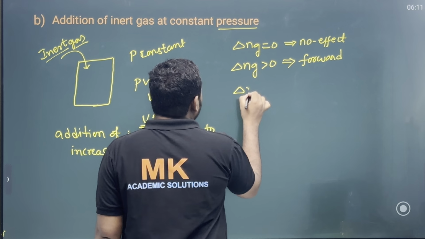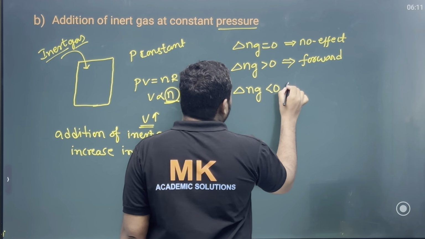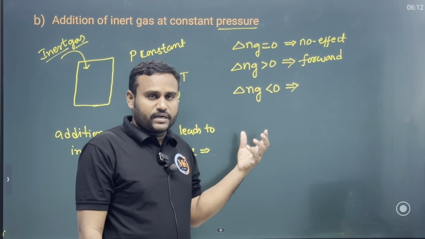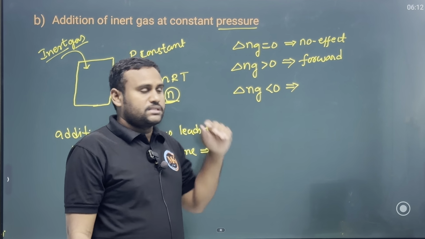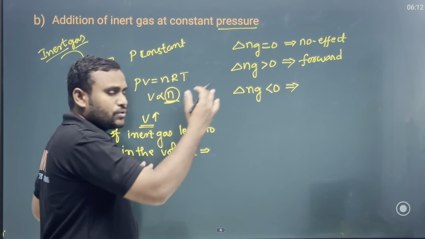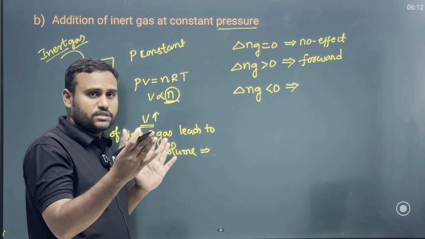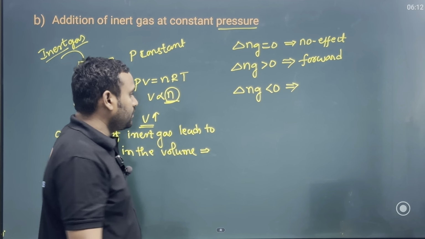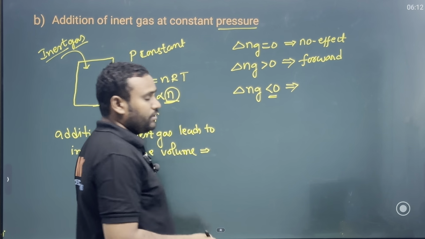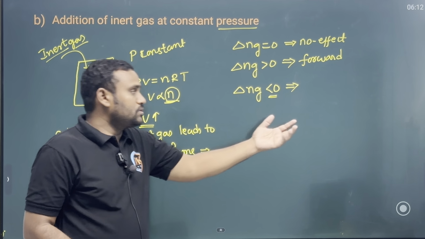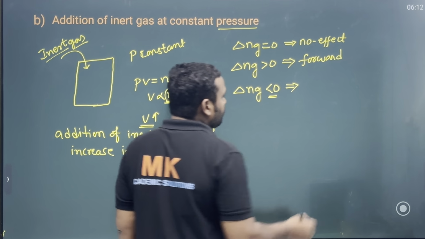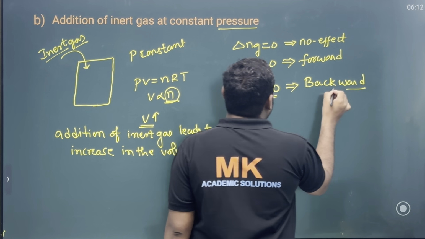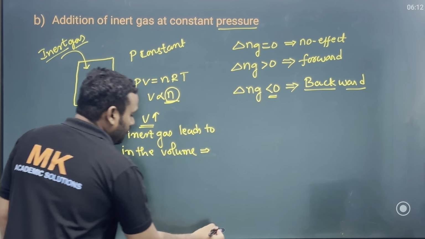Next, delta ng is less than 0. Delta ng less than 0 means more moles of reactants are present when you compare to the products. So here volume is going to increase. If volume increases, automatically the equilibrium is going to shift to the side having more number of moles. So delta ng less than 0 means more moles on the reactant side, so the equilibrium is going to shift in the backward direction. Okay.